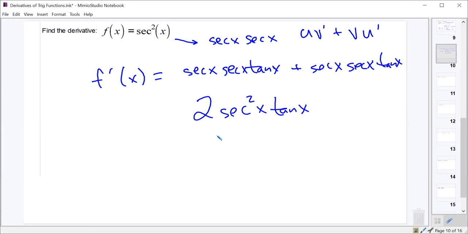Everybody good with that? Yep. All right, cool. That's not necessarily how our answer might be written. We could write it as 2 sine x over cosine cubed x, for one, right? Secant squared would drop a cosine squared into the denominator, and tangent would drop another cosine. But either of those is fine. Doesn't really matter to me, but just be able to do them both.